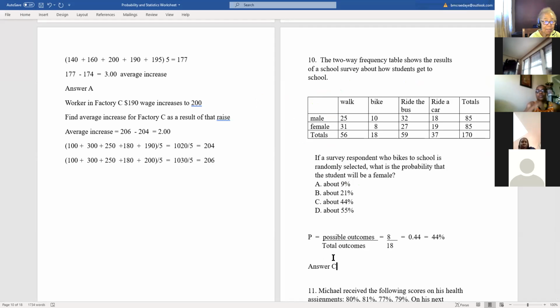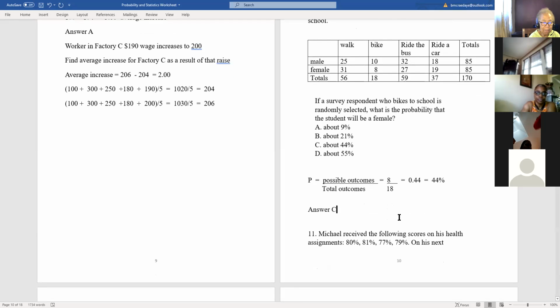Remember to find the probability that the person who responded to the survey was one who bikes to school. You've got to go into the bike column and get the number of females, which is 8, divided by the total of all the bikers, and that would give you the probability the student would be a female. And remember, we said probability could be a percent, decimals, or fractions. Right, let's go to number 11.